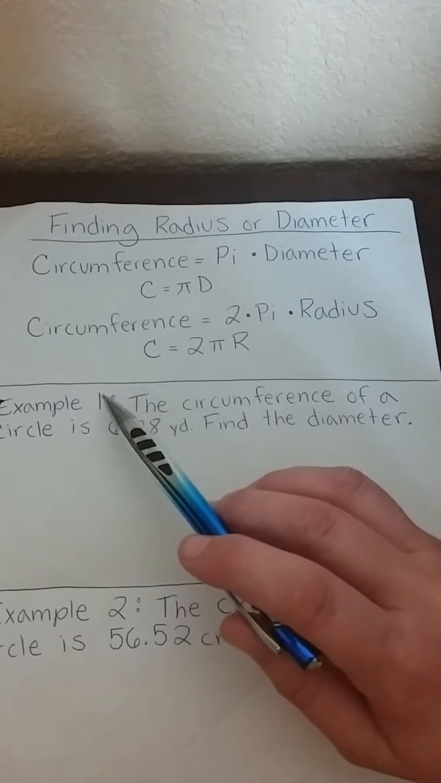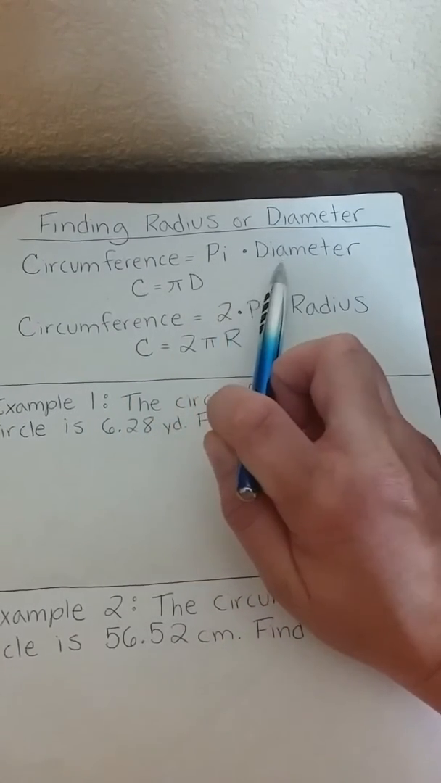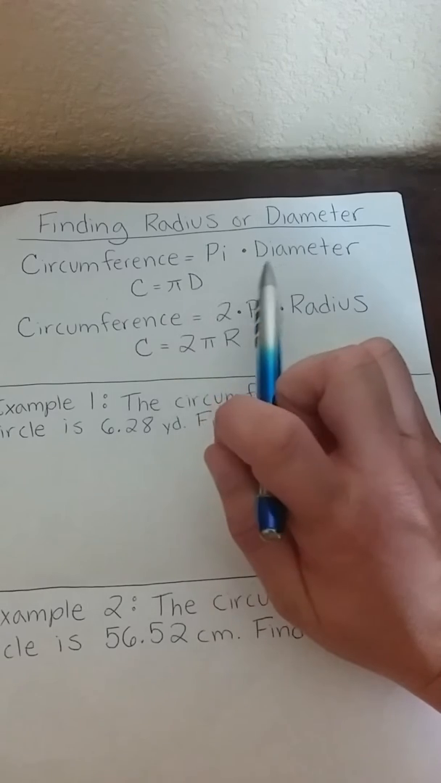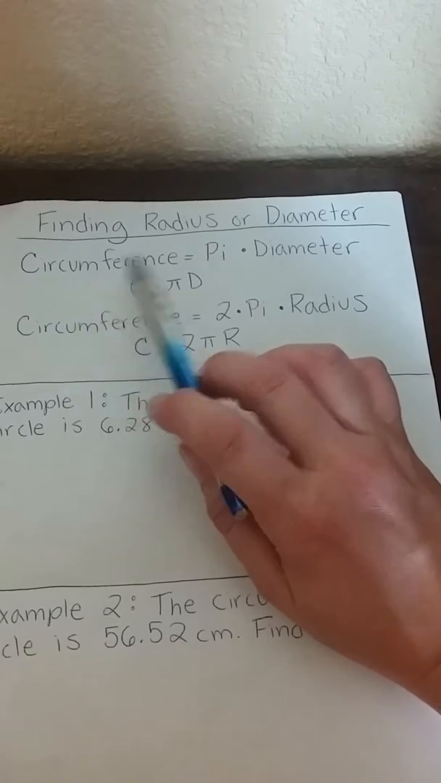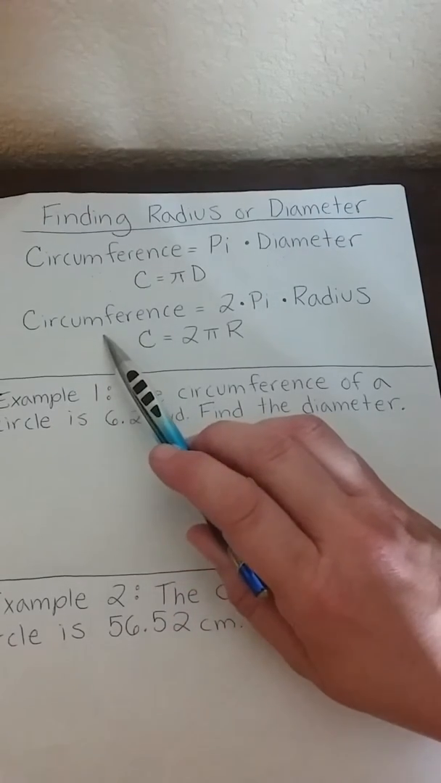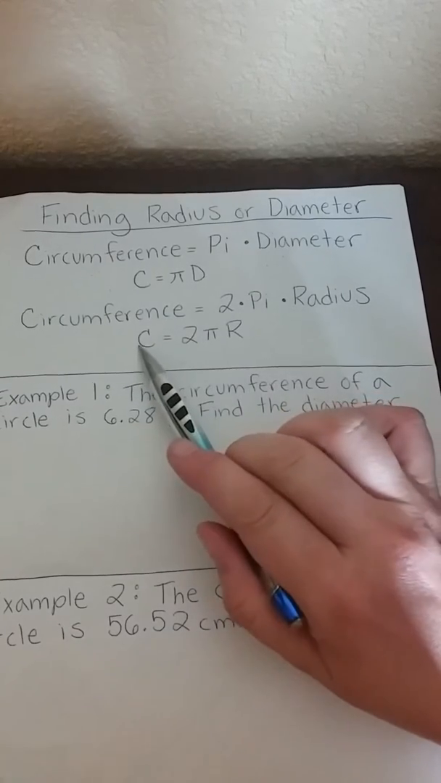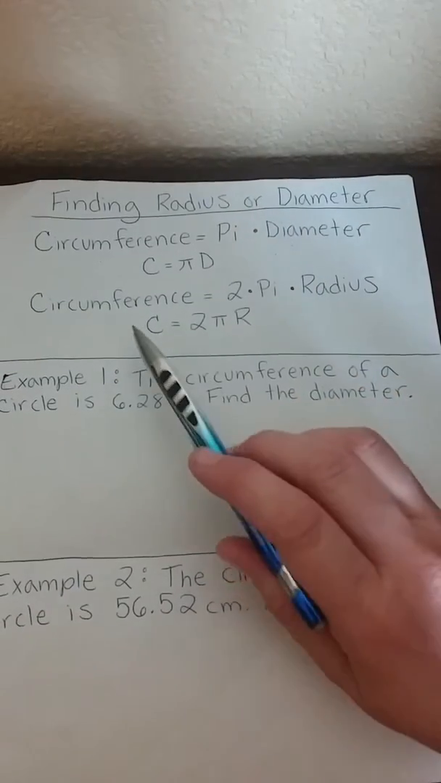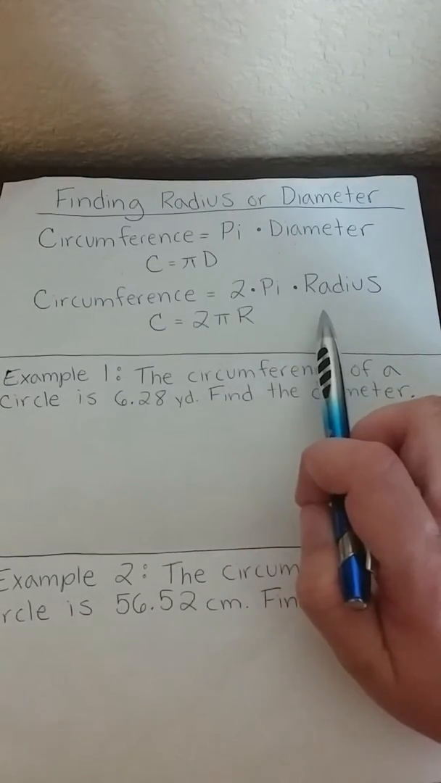You might want to write these down. One of them is circumference equals pi times diameter, which is abbreviated C equals pi d. This is used if we know the diameter and we're looking for the circumference, or if we know the circumference and we're looking for the diameter. The other formula is circumference equals 2 times pi times radius, or C equals 2 pi r. This one is used if we're looking for the circumference and we know the radius, or if we have the circumference and we're looking for the radius.